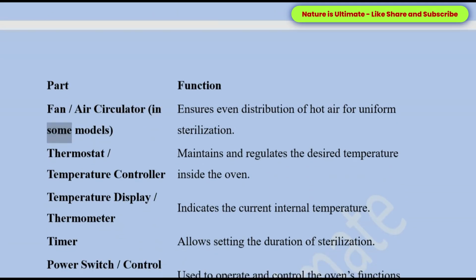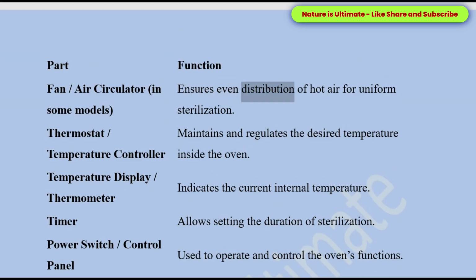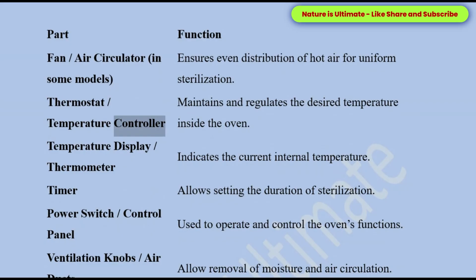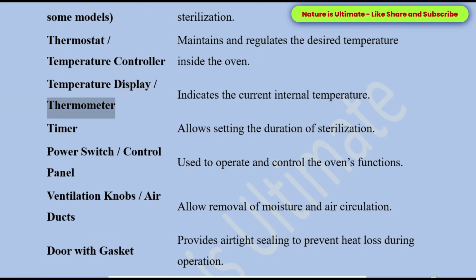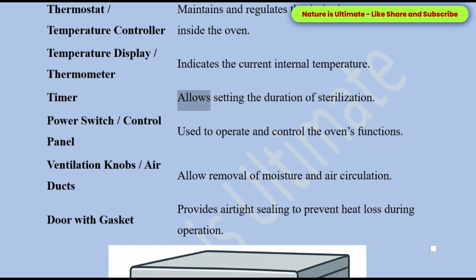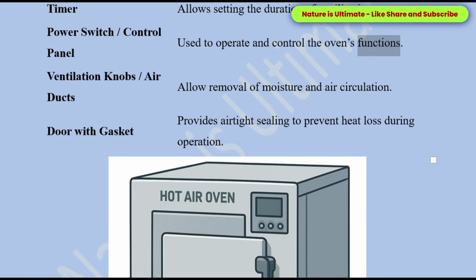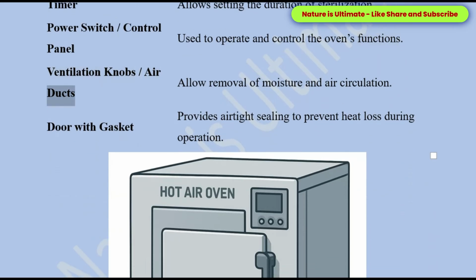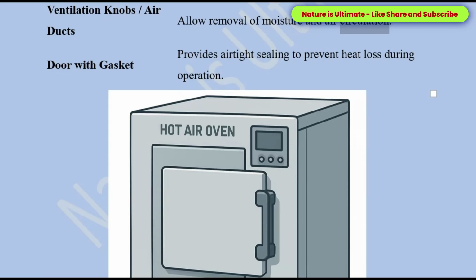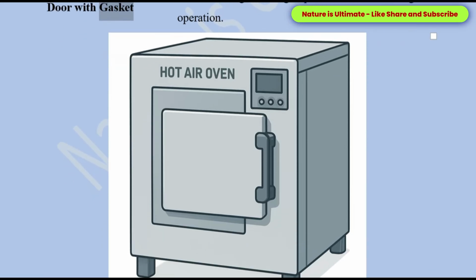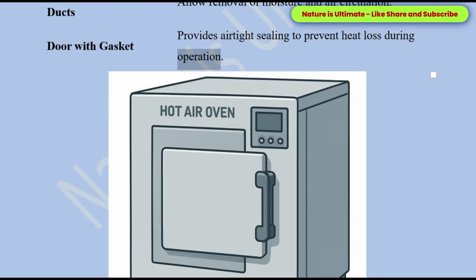Fan/air circulator, in some models: ensures even distribution of hot air for uniform sterilization. Thermostat/temperature controller: maintains and regulates the desired temperature inside the oven. Temperature display/thermometer: indicates the current internal temperature. Timer: allows setting the duration of sterilization. Power switch/control panel: used to operate and control the oven's functions. Ventilation knob/air ducts: allow removal of moisture and air circulation. Door with gasket: provides airtight sealing to prevent heat loss during operation.